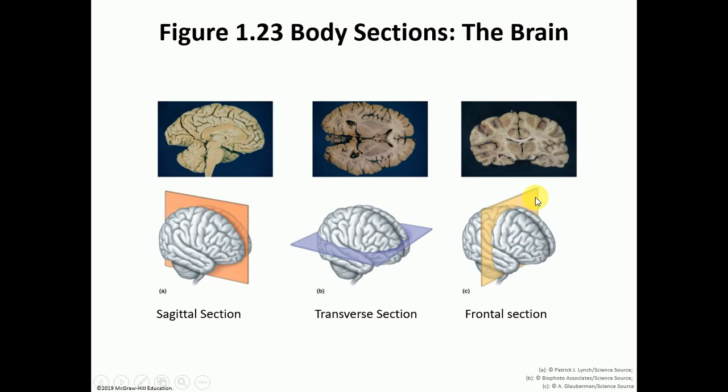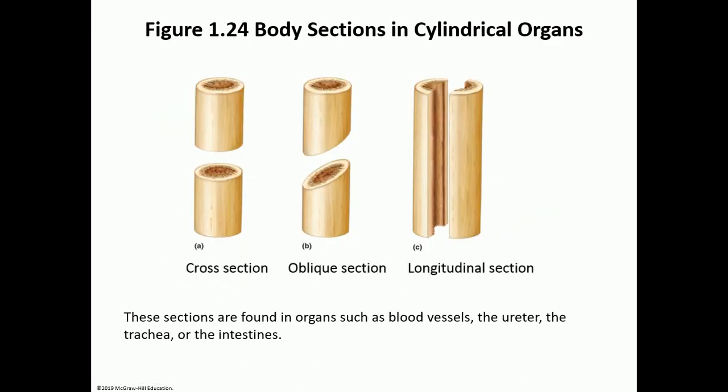So what about cylindrical organs like blood vessels, for example? There are different sections for them. So there's a cross section. In a cross section, you will get a circle. An oblique section, on the other hand, where the section is kind of on an angle, you will get an oval shape. A longitudinal section, you will get this cylindrical looking structure.